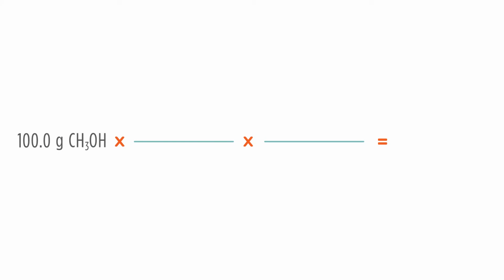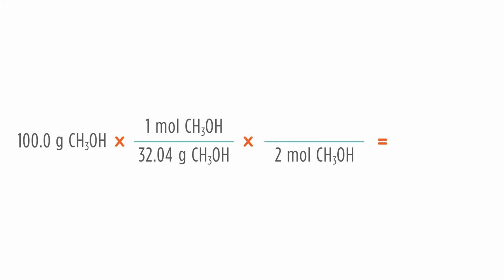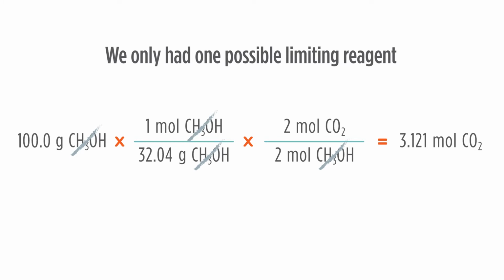So 100 grams of methanol, we're going to do the same type of calculation. First, we're going to convert this into moles. So use the molar mass, multiply that by the stoichiometric coefficients. We see that we have a 2 in front of methanol, and we have a 2 in front of carbon dioxide. Therefore, again, check our units. Grams cancel, moles of methanol cancel, leave us with moles of CO2. We do our calculation, and we'll see that we come out with 3.121 moles of carbon dioxide. Now, in this one, we used excess of oxygen, which means we only had one possible limiting reagent.